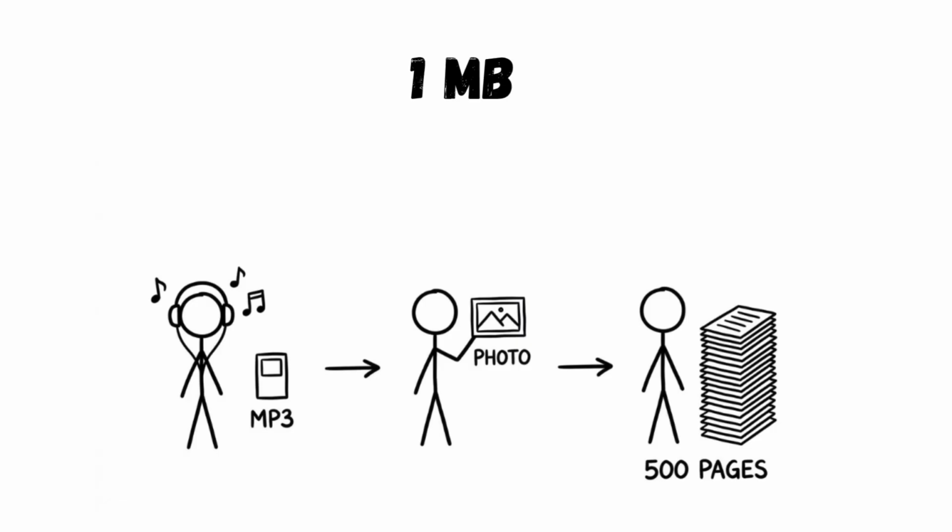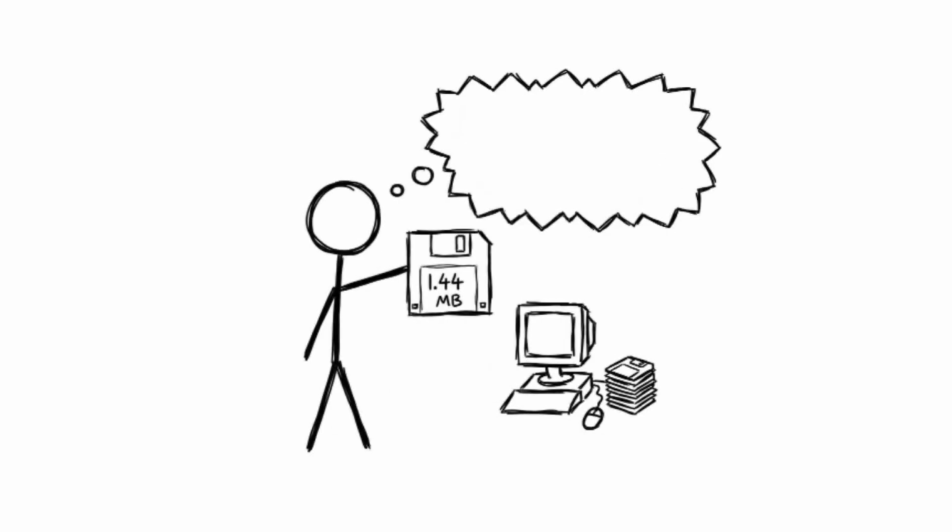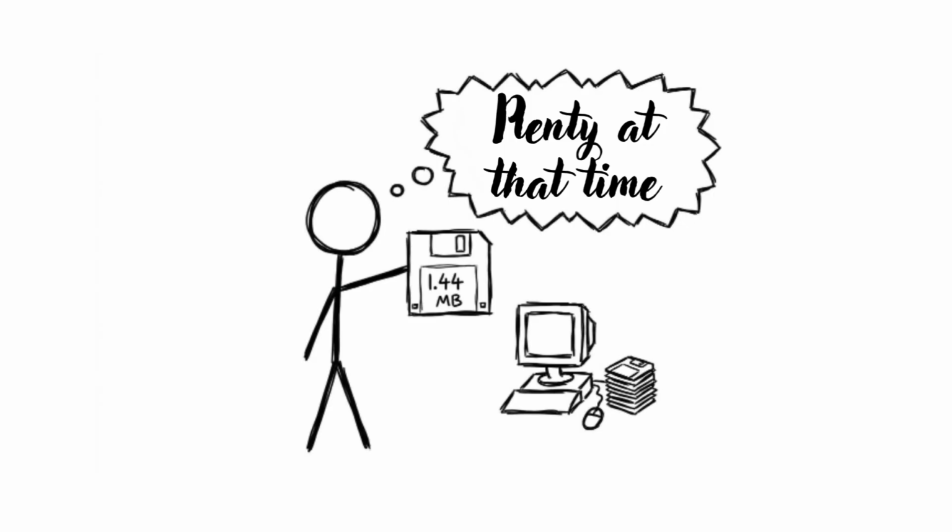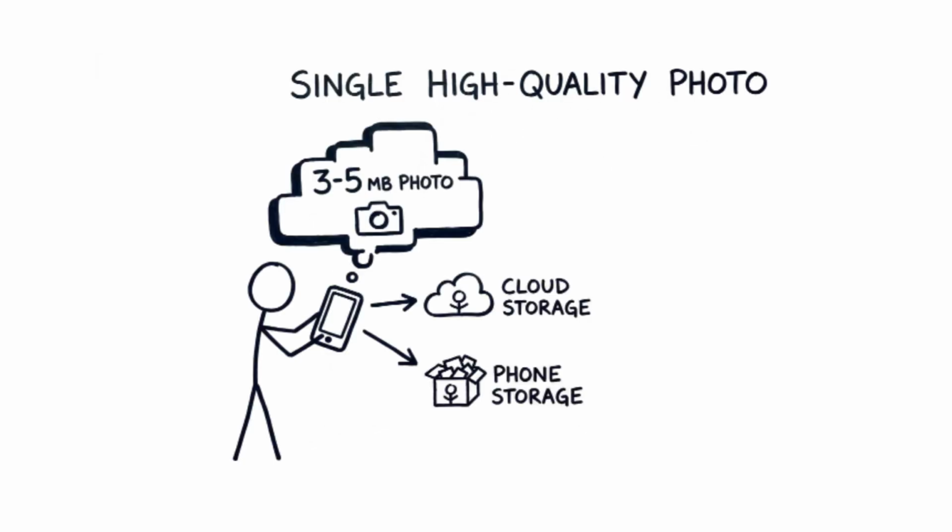Technically, 1,048,576 bytes. 1 megabyte can hold a short MP3 song, a small photo from your phone, or about 500 pages of plain text. In the 1990s, floppy disks held 1.44 megabytes, which seemed like plenty at the time. Now, a single high-quality photo from your smartphone can be 3 to 5 megabytes.